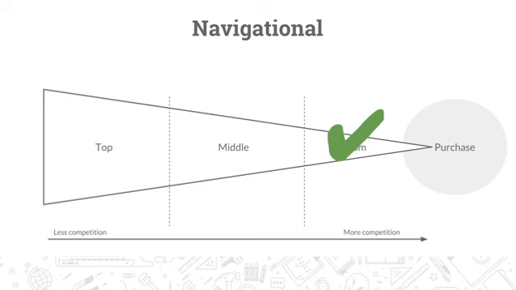And then navigational search intent is highly related to the bottom of the funnel, because people tend to go and navigate to a business or to a website with the intent of purchasing or finding out more information about a product after they conduct these navigational type searches.